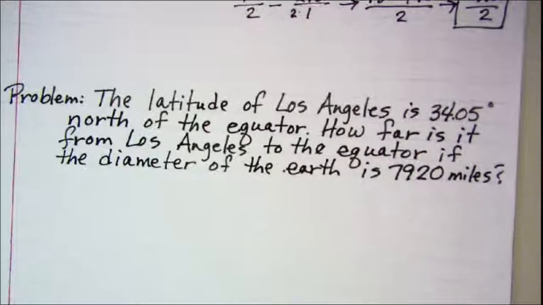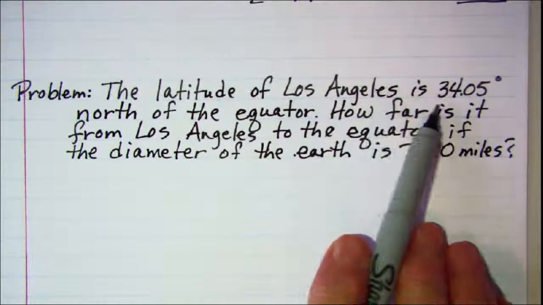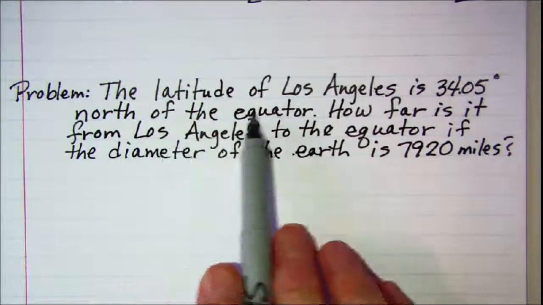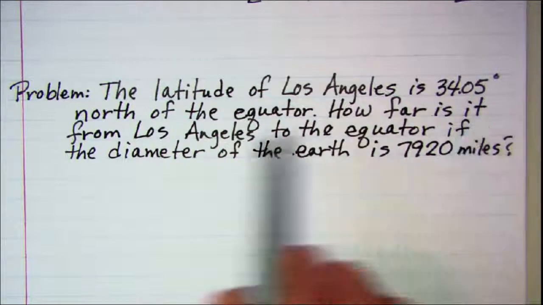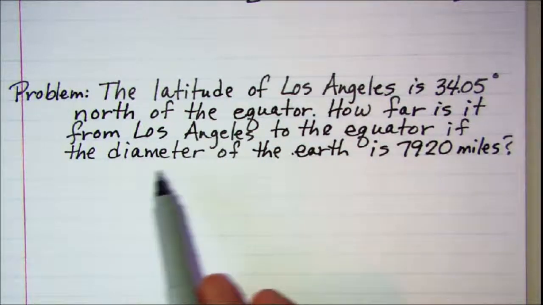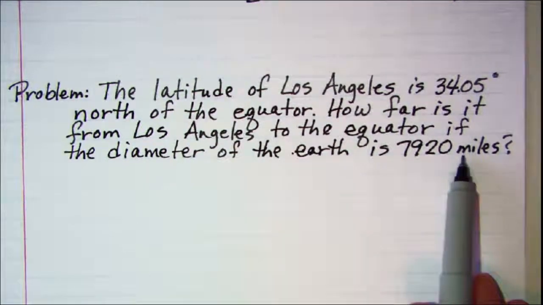Our next problem, the latitude of Los Angeles is 34.05 degrees north of the equator. How far is it from Los Angeles to the equator if the diameter of the Earth is 7,920 miles?